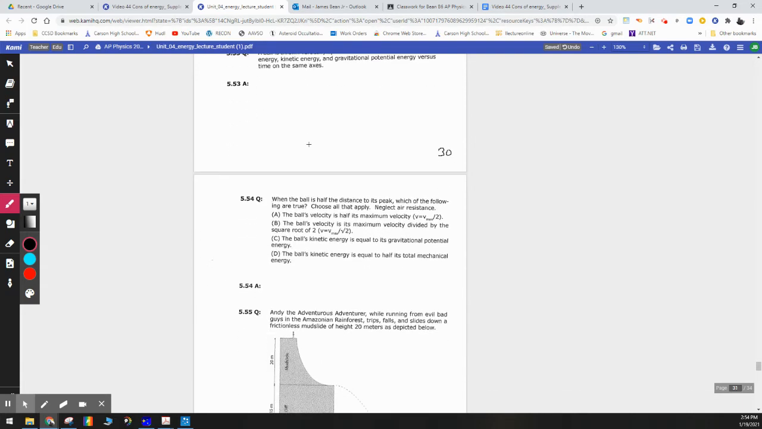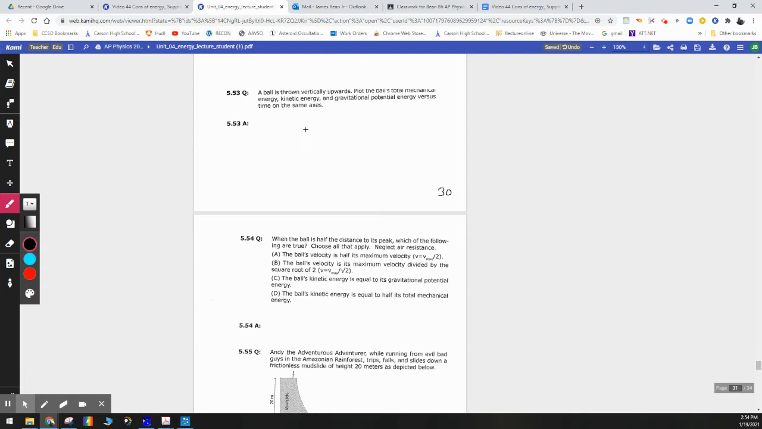Okay, and then 5.53, a ball is thrown vertically upwards. Plot the ball's total mechanical energy, kinetic energy, and gravitational potential energy versus time on the same axis. On the same axis. Okay, all right. So what that means is that we're going to go ahead and take a look right here. Okay, and this will be energy here, and we'll go ahead and do this one together. Plot the ball's total mechanical energy, kinetic energy, and gravitational potential energy versus time on the axis.